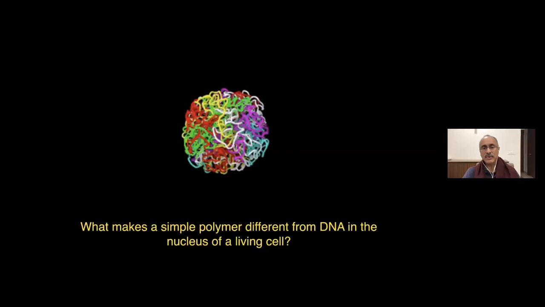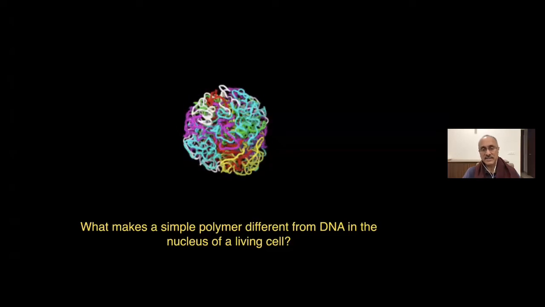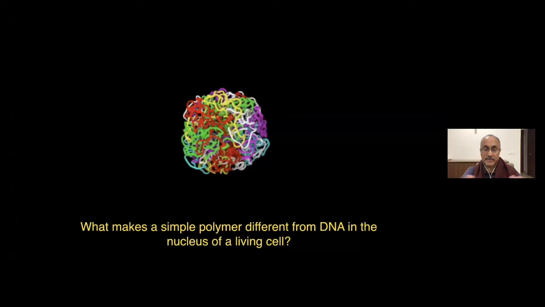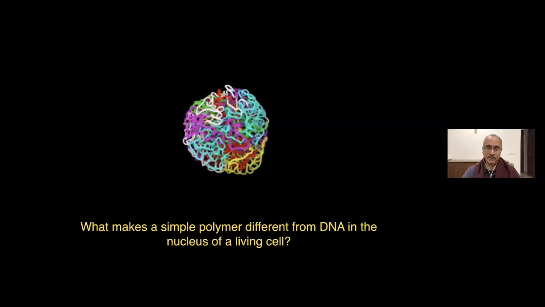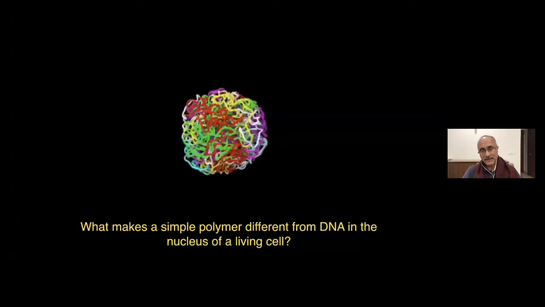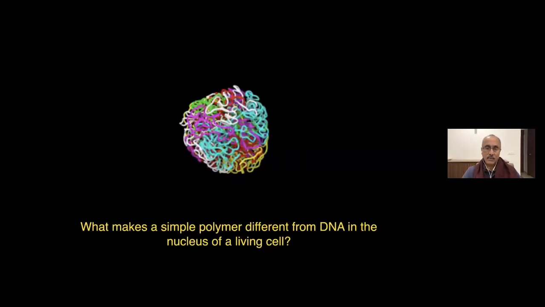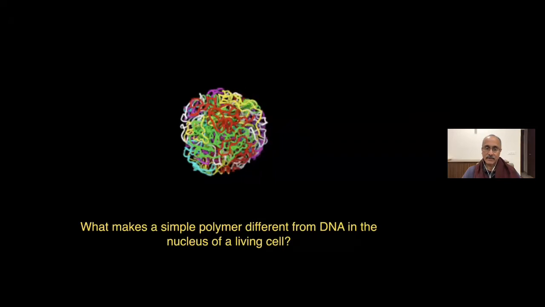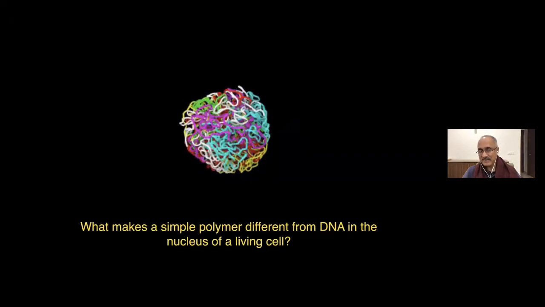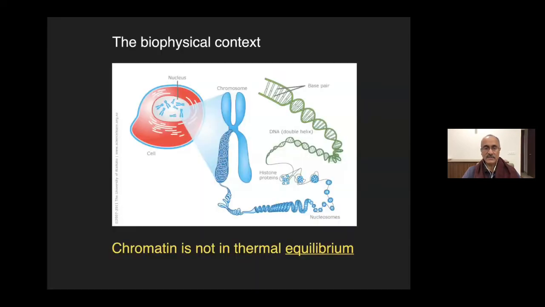So the formation of chromosome territories, the location of chromosome territories, and the spatial separation between euchromatin and heterochromatin, is going to be central to our investigation of why this might be, from some sort of biophysical model. So to do that, we again need to ask this question: what makes a simple polymer different from DNA in the nucleus of a living cell? The biological context of this is that we are not allowed to do the one thing that is most natural for us to do. That is to think as though we are in thermal equilibrium. Chromatin is not in thermal equilibrium. And that's the single most important point behind the modeling that I will describe to you.